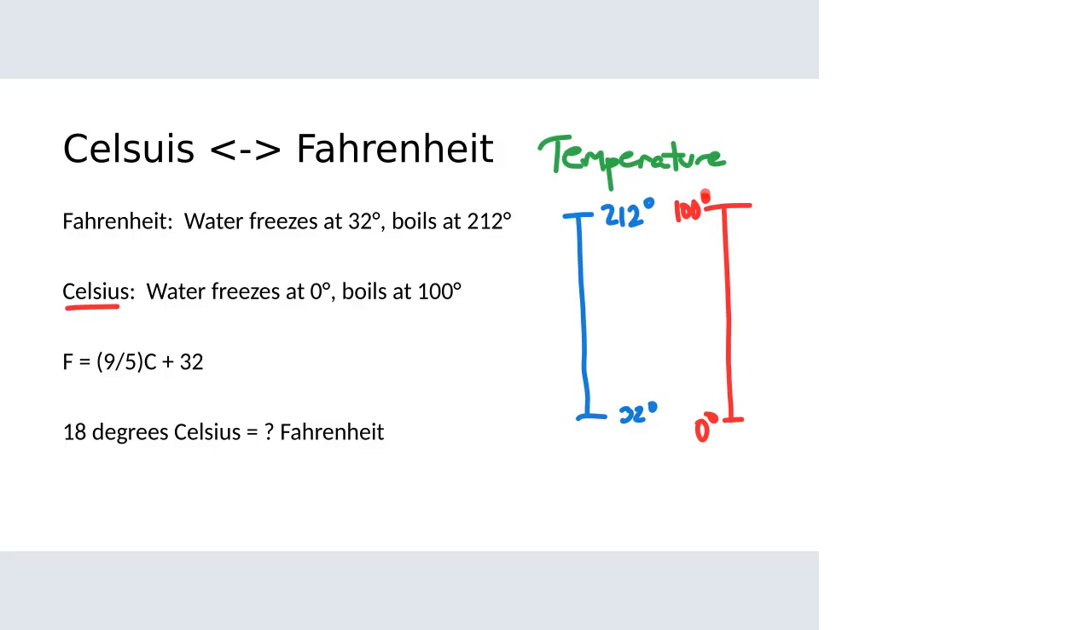Neither one of these is really better than the other. They're just different ways of measuring temperature. One thing I will say about them, though, is as we look at those two scales, from 32 to 212, there are 180 degrees in between freezing and boiling. In the Celsius scale, there are 100 degrees between freezing and boiling. So those are further apart.